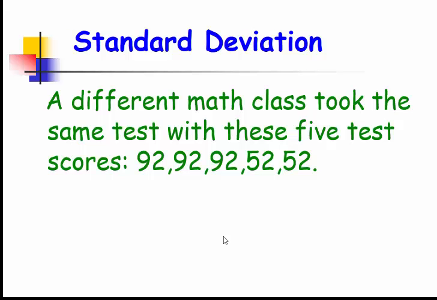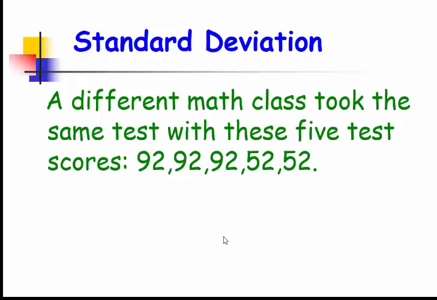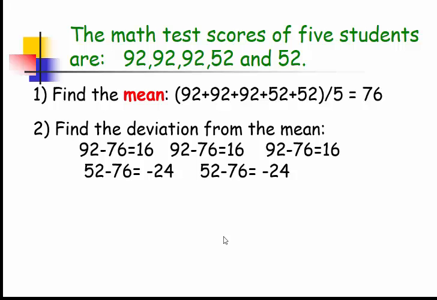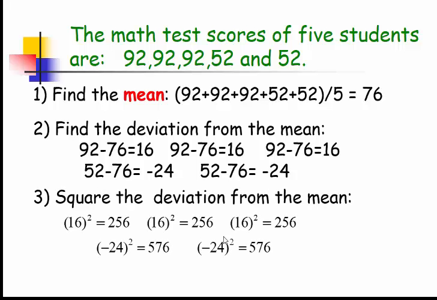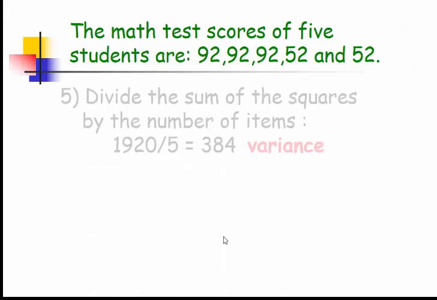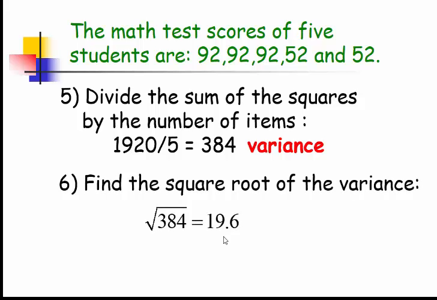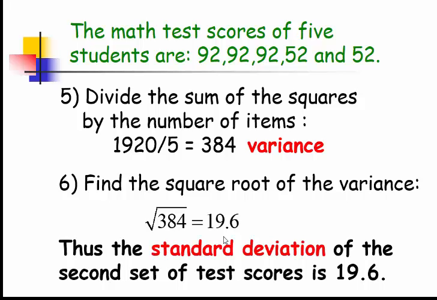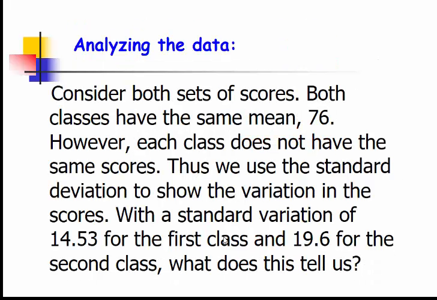Nice job. Now we have a different math class that took the same test. Why don't you go ahead, pause here, and calculate the standard deviation. If you're back with me, we found the mean again, 76, the deviations from the mean, the squared deviations, the sum of all those squared deviations, and then we're going to divide by 5 and take the square root. So the variance is 384 and the square root is approximately 19.6. So the second set of test scores had a standard deviation of 19.6.